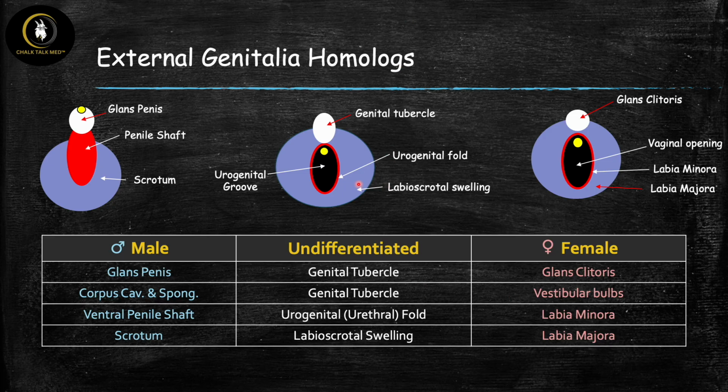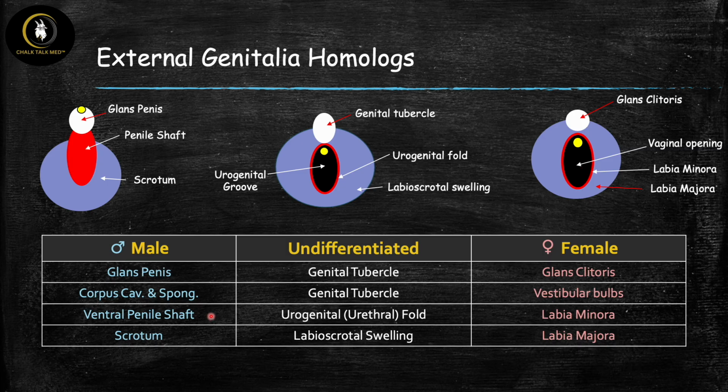Now, next is the urogenital fold. So in males, this fold is actually going to fuse and it's going to form the penile ventral shaft, which is going to kind of wrap around the penile urethra. And this is why the penile urethra is not visible until the very end at the tip of the penis. But on the other hand, in the female, this urogenital fold is not going to fuse. It's just going to remain open. And so it's going to form what's known as the labia minora.